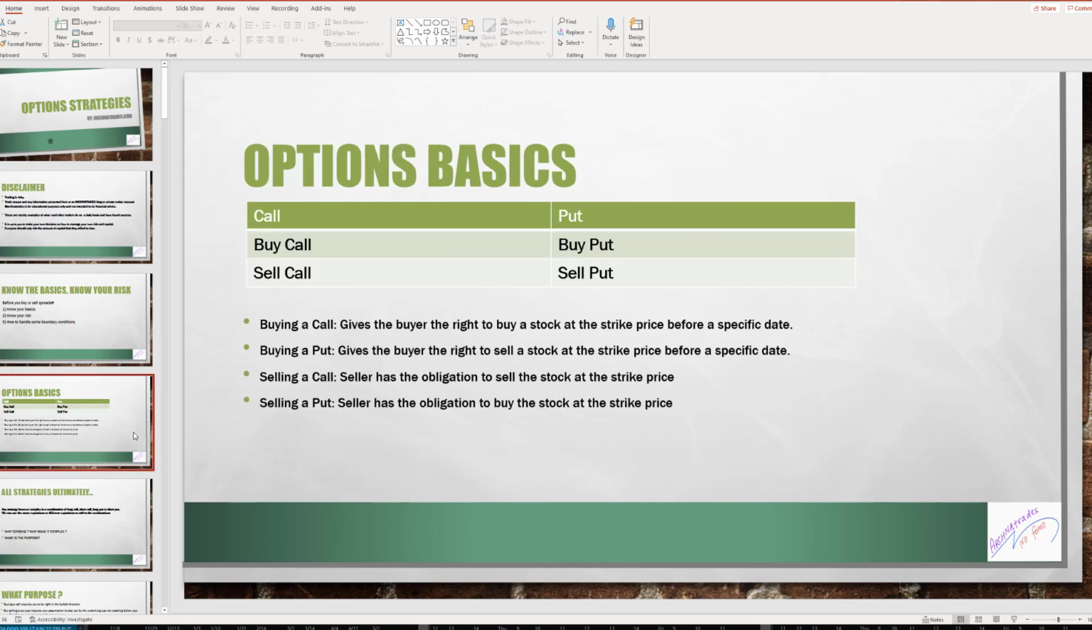Let's go ahead. So, option basics. When we buy a call, it gives you the right to buy the stock at a specific price before a specific date. Similarly, buying a put gives you the right to sell the stock at a particular price. Selling a call gives you the obligation to sell the stock. And when you sell a put, you have the obligation to buy the stock.